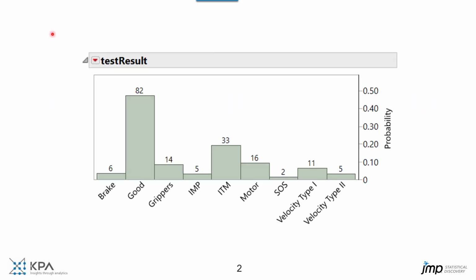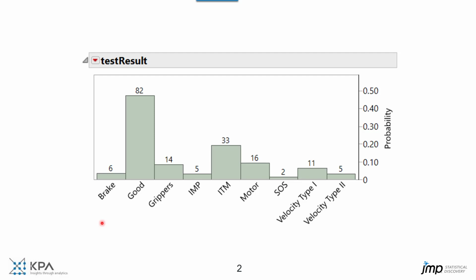So first, let's just take a look at the frequencies of the various test result categories. We see that the largest and most frequent category is good, so we'll probably have the most luck being able to predict that category. On the other hand, the SOS category has only 2 events, and so it's going to be very difficult for us to be able to do much with that category. So we may have to set that one aside. We'll see about that. Velocity 2, IMP, and break are all fairly rare with 5 or 6 events each, and so there may be some limitations in what we're able to do with them as well.